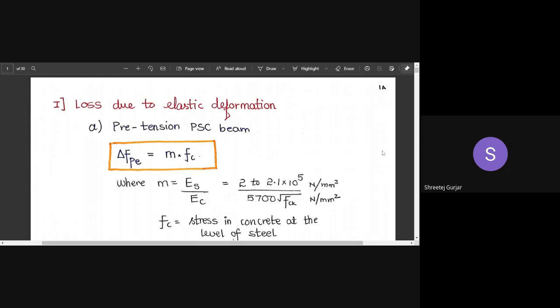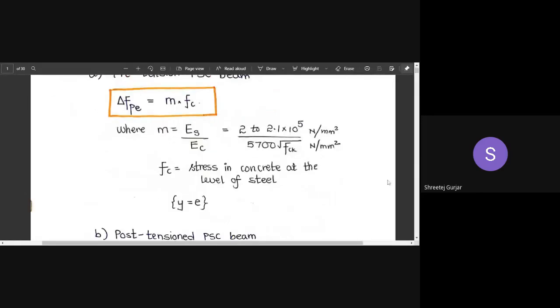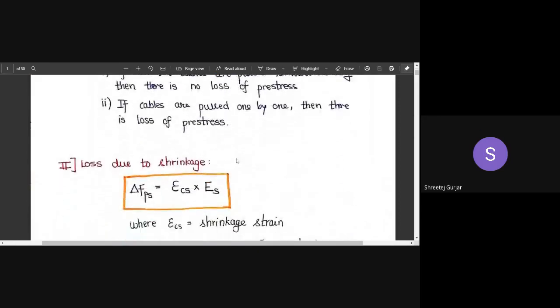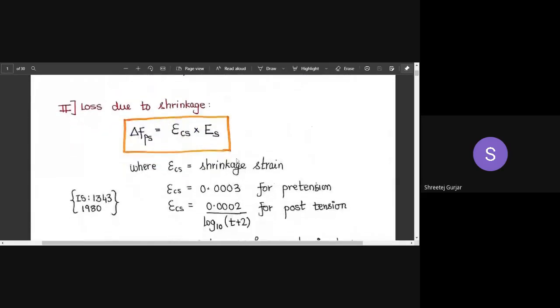First one was due to elastic deformation. So the formula here you can see is m into fc. M is the modular ratio, and fc is stress in concrete. Stress in concrete, not in steel. Stress in concrete at the level of steel. At the level of steel. Remember this.